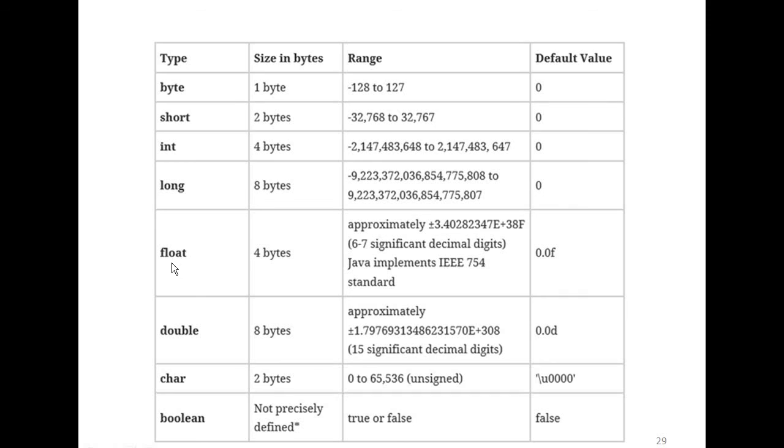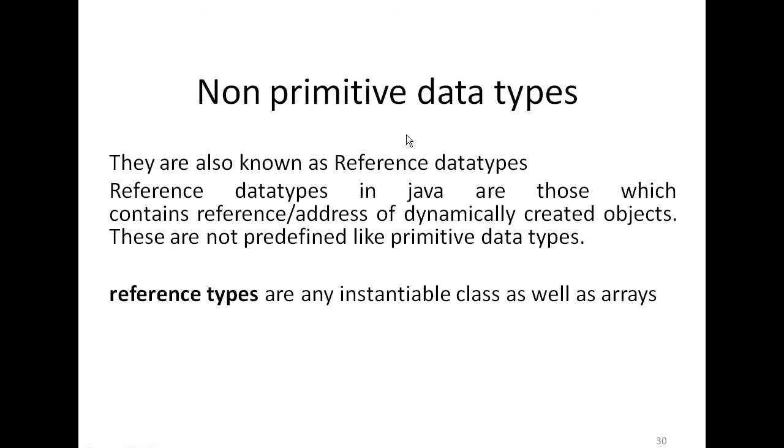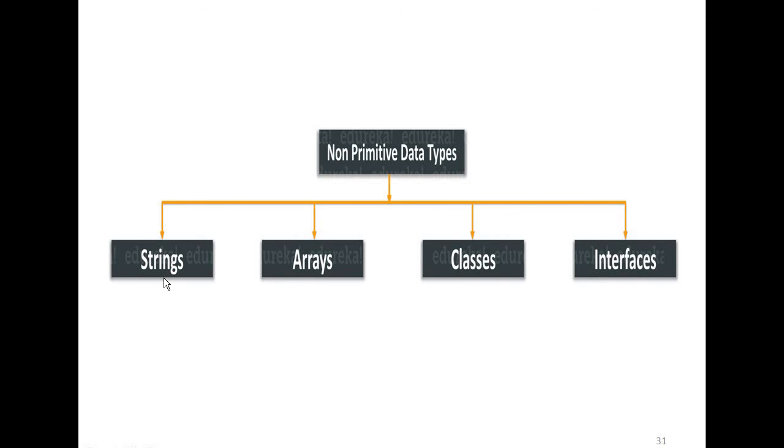Please note, in float the default value is 0.0, and to differentiate it from double, it is 0.0f and 0.0d. Double is 0.0d and float is 0.0f, and the default value of character is this, and the Boolean default value is false. And the non-primitive data types are also known as reference data types, and I have already given you the examples of non-primitive data types like strings, arrays, classes, interfaces.